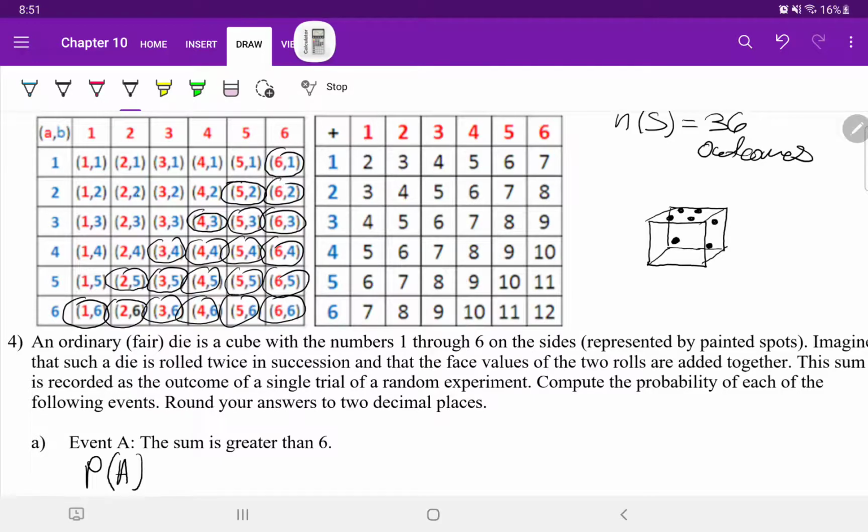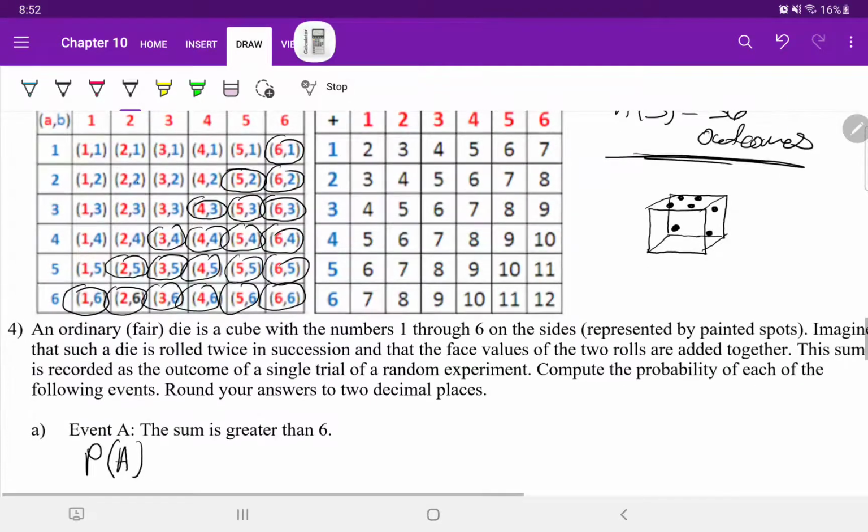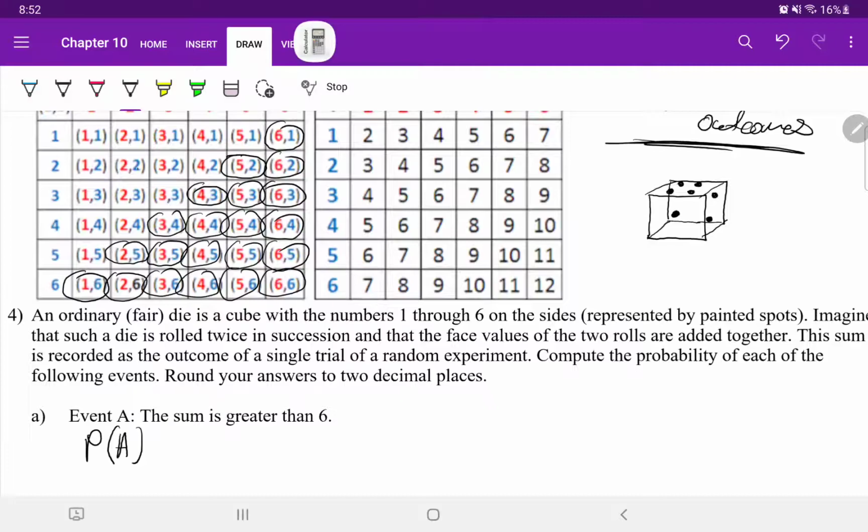All of these pairs that I circled give me a sum that is greater than 6. You do not include 5 and 1 because 5 plus 1 is 6, and a sum of 6 cannot be greater than 6. You're not going to use 4 and 1 because that gives us a sum of 5, which is less than 6, not greater than 6. If I count how many pairs I have, that'll be 21 out of a total of 36 outcomes. So the probability of having a sum greater than 6 when I roll a single fair die twice in succession is going to be 21 over 36.